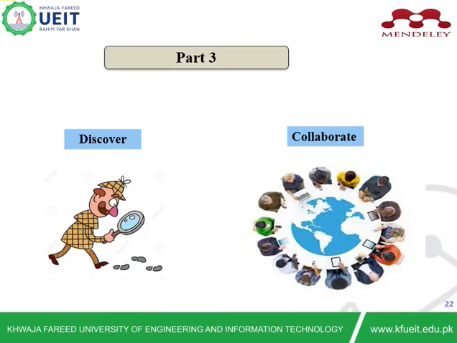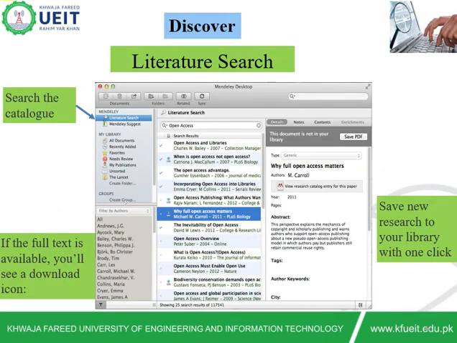So we go back to our part 3, where we are going to discuss how we discover documents and collaborate with different researchers. By using the literature search tab, we just click on the literature search tab and this window will appear.